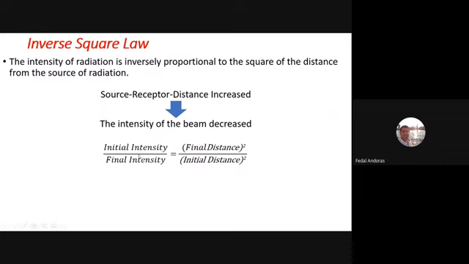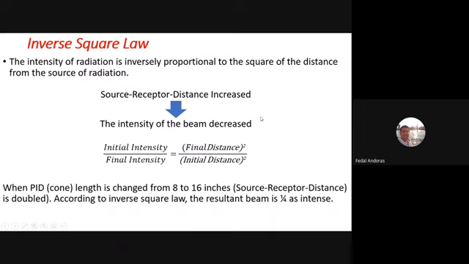Initial intensity, final intensity, final distance, and initial distance. Because it is inversely proportional, the initial intensity will be on the top and the initial distance will be on the bottom. So I will just give you an example.